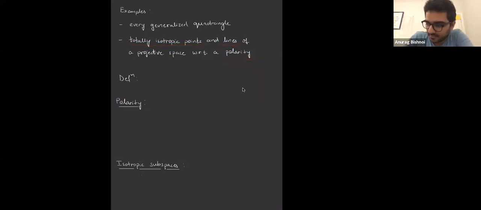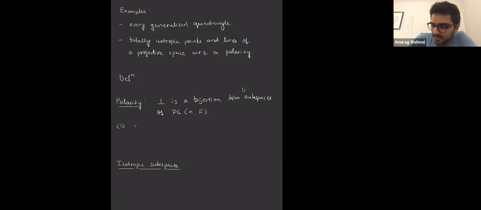A polarity, which I'll always denote by perp, is a bijection between subspaces of some projective space, say PG(n, F). We are not restricting to finite fields unless we have to, so this is over any arbitrary field F. Take any n-dimensional, finite-dimensional projective space, then a polarity is a bijection with the following properties.